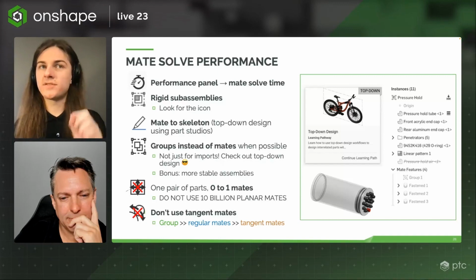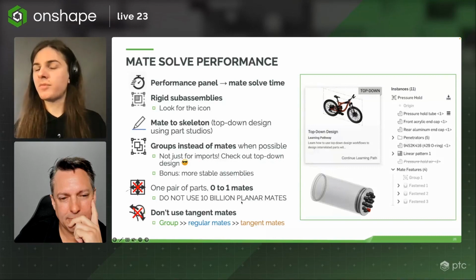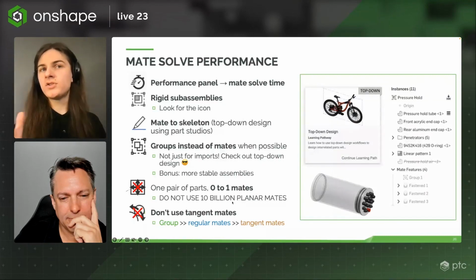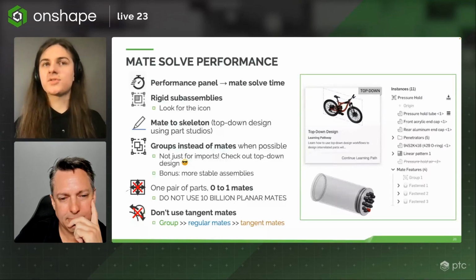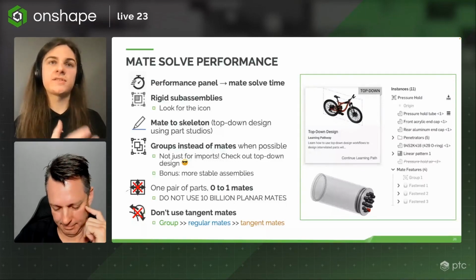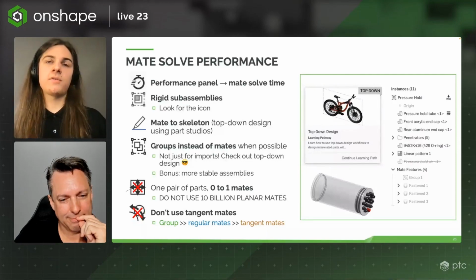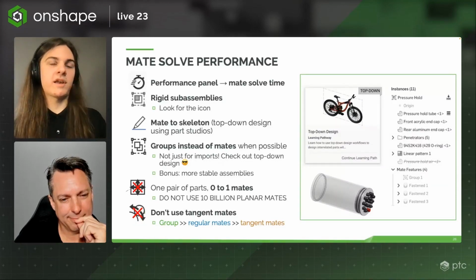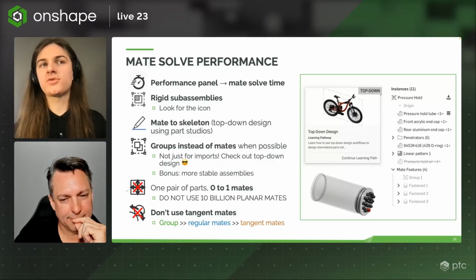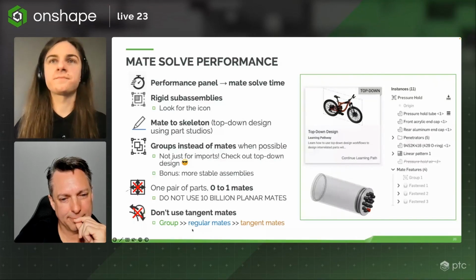Now, a couple of things to avoid. If you have one pair of parts, you should have 0 to 1 mates between them. You should not be using more than one planar mate between parts, and in general, you should probably avoid planar mates. So the strategy in Onshape is to use things like fixed constraints and fastened constraints, sliders, that sort of stuff, which actually represents the degrees of freedom, rather than using a bunch of planar mates. Additionally, tangent mates, you should try to avoid them because they're expensive. They are very complicated in how they work, where they can handle very complicated geometry and complicated relationships. But the issue with that is that it's really overkill for most relationships. So try to use group. If group isn't appropriate, use regular mates. And if regular mates don't work, then use tangent mates.